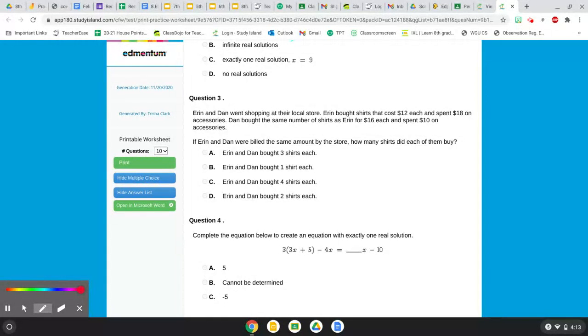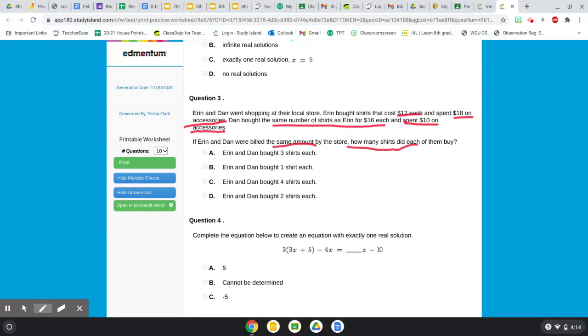So Aaron and Dan went shopping at their local store. Aaron bought shirts that cost $12 each and spent $18 on accessories. All right, Dan bought the same number of shirts as Aaron for $16 each and spent $10 on accessories. If Aaron and Dan were billed the same amount, okay, these sames are really important, same amount by the store, how many shirts did each of them buy?